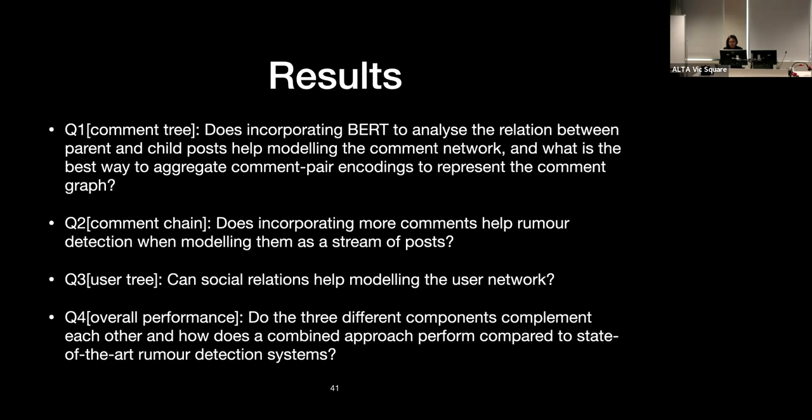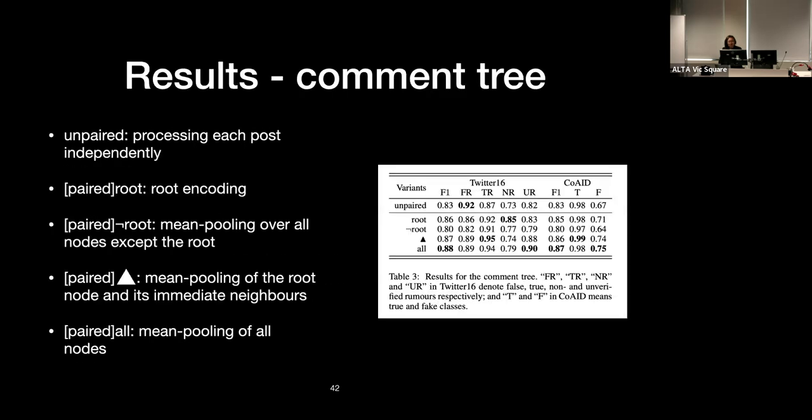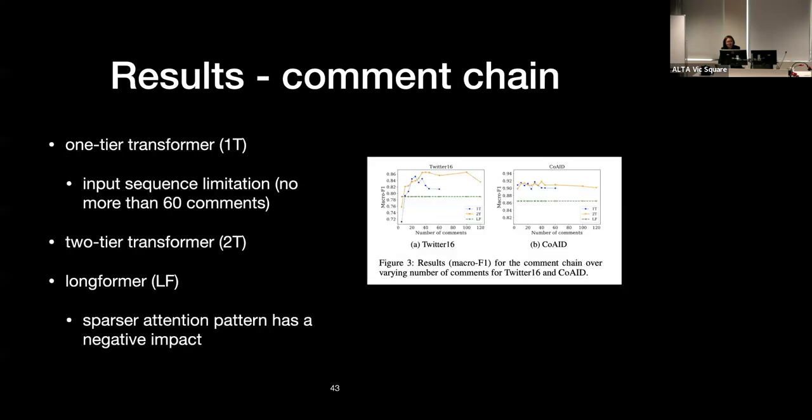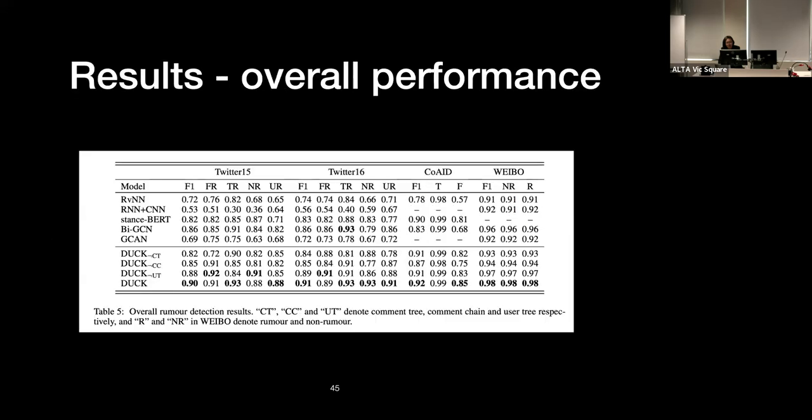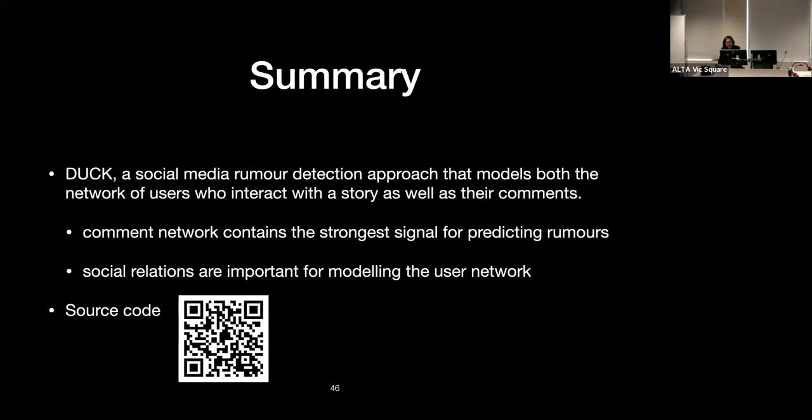Towards the results, we want to see, in the comment tree, whether incorporating BERT helps. And from the results, we can say we tried different ways to learn the graph. When we compare all of that, the comment chain with the two-tier transformers gives us the best results. The user tree, when we combine the user social relationships, also gives us the best results. So that's all for the model, and we have the source code up on GitHub.